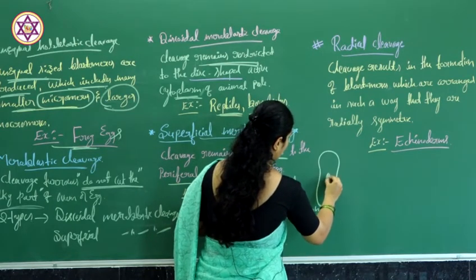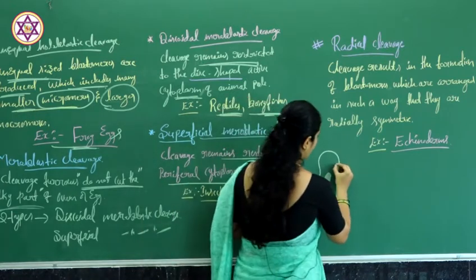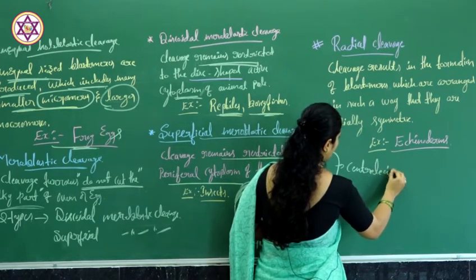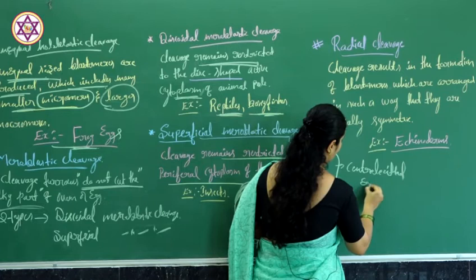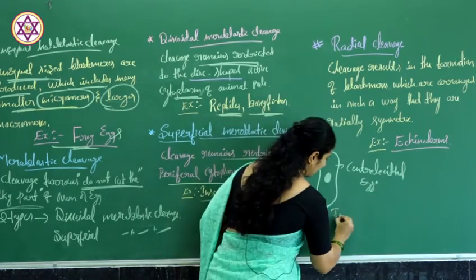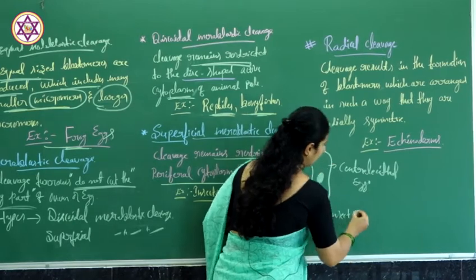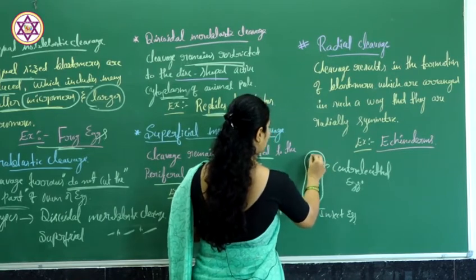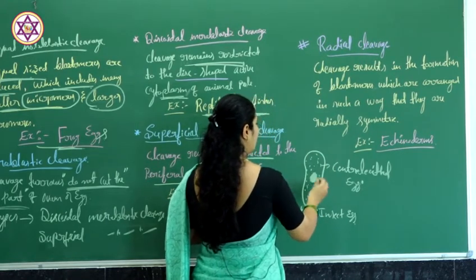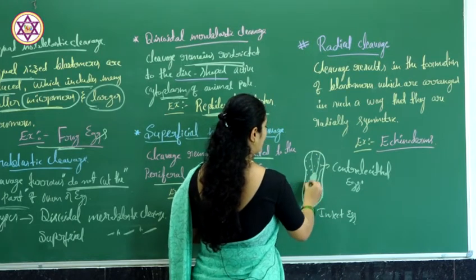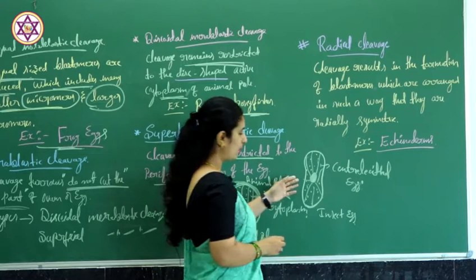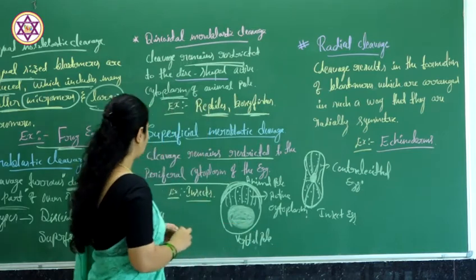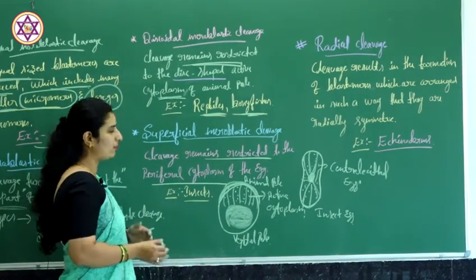This will be the yolky part. We know that insect eggs are the centrolecithal eggs. In an insect egg, yolk is present at the center. Here this remaining part is the active cytoplasmic region, okay. Here the cleavage occurs, cleavage furrows arise here. This is what the superficial means, a peripheral, we can say.